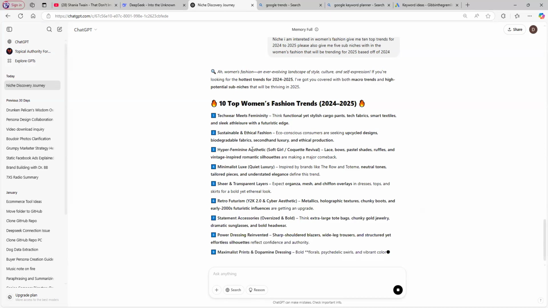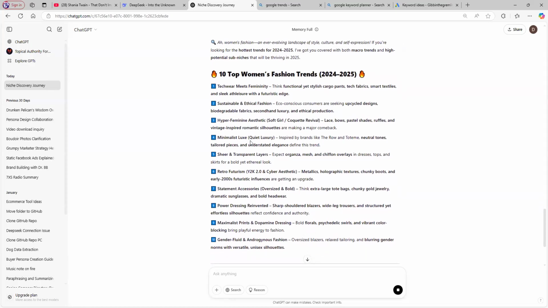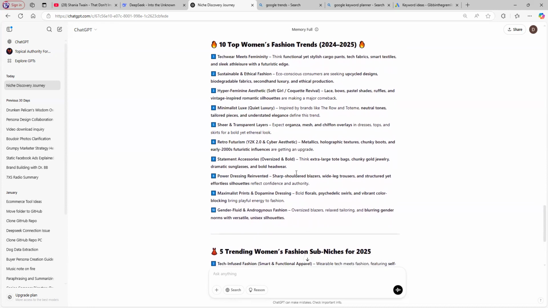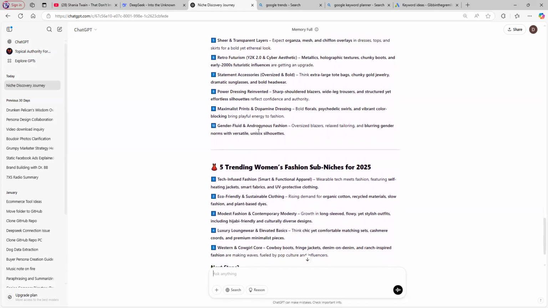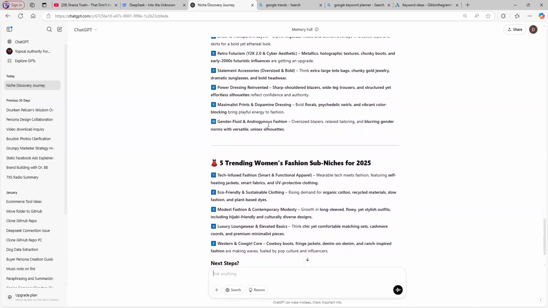Hyper feminine aesthetics, soft girl, revival, lace bows, pastel shades, ruffles, and vintage inspired romantic silhouettes, also known as cottage, can fall into this one here. Minimalist looks, sheer and transparent layers, retro futurism, Y2K, cyber aesthetics, statement accessories, power dressing reinvented, gender fluid, and other. I'm not even trying to pronounce that word because my tongue will snap off and you will all laugh at me.